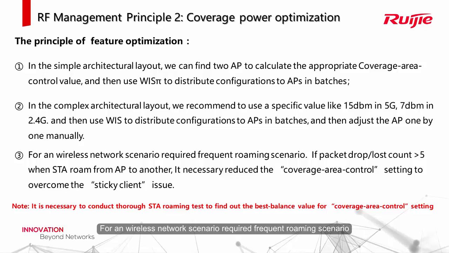For a wireless network scenario that requires frequent roaming, if packet drop or loss count is more than 5 when a STA roams from one AP to another, it is necessary to reduce the coverage area control setting to overcome the sticky client issue.